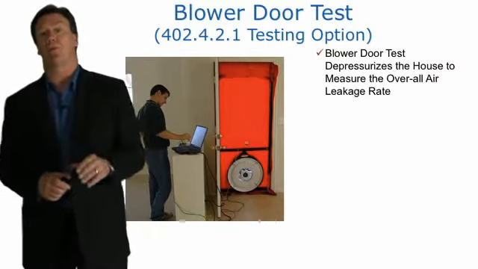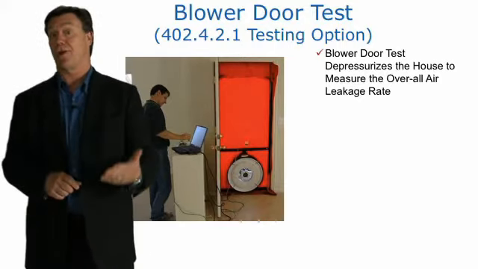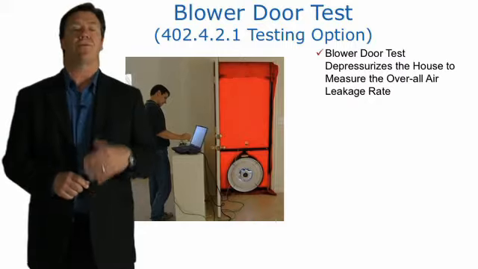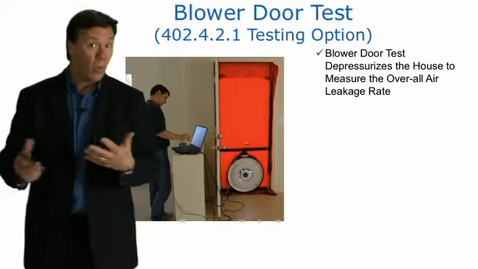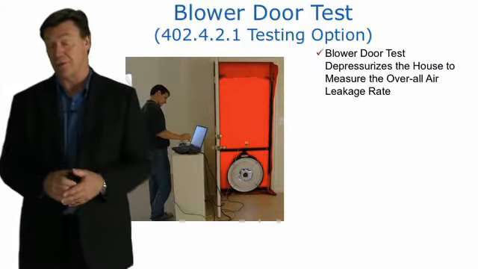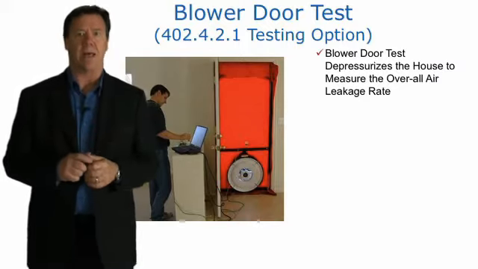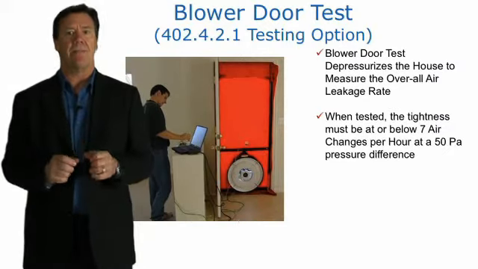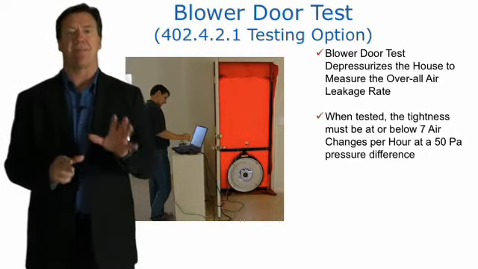Now, the beauty of a blower door test option versus the option of just going through the checklist is that you could go through that checklist and miss a big hole somewhere and never really know why the house wasn't performing as well as it could be in terms of its air exchange rate. So in general, the rule is that when the blower door testing is done, it can't be more than 7 air changes per hour at 50 pascals.